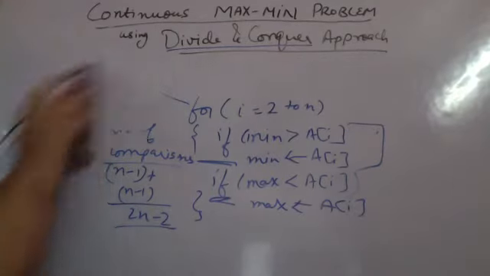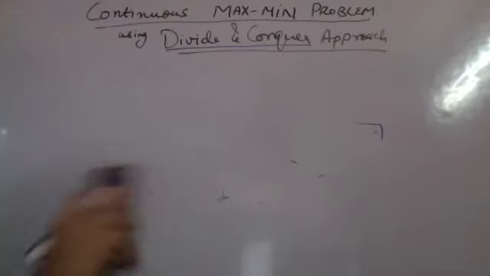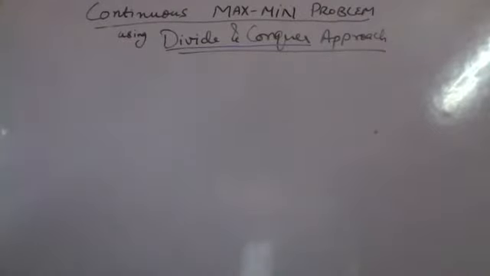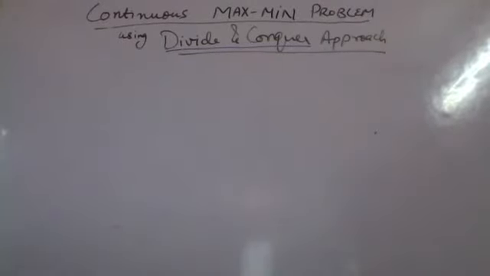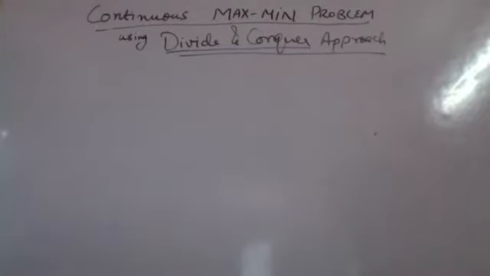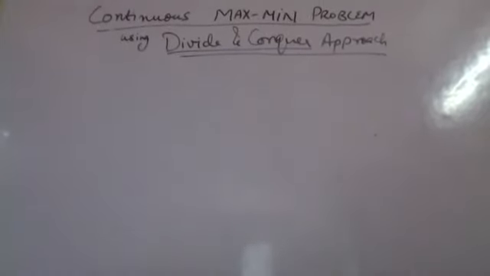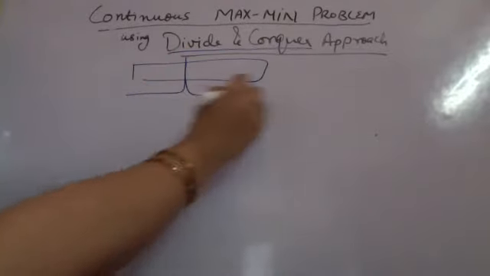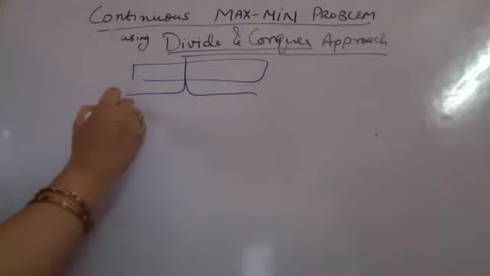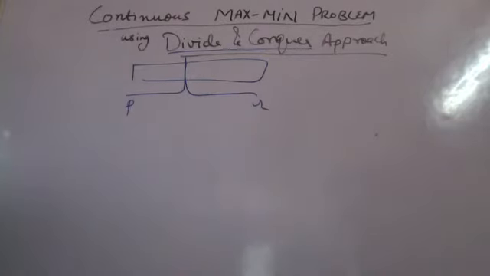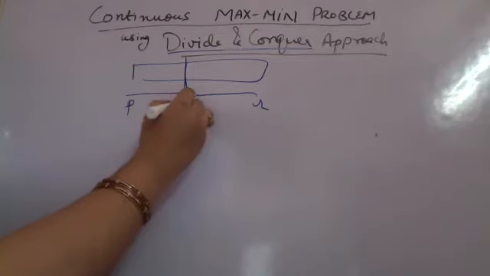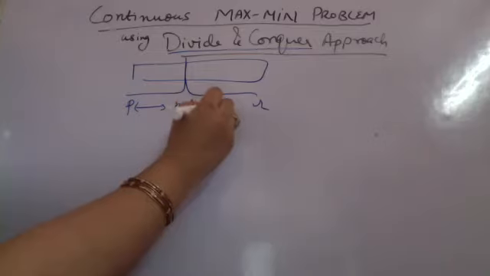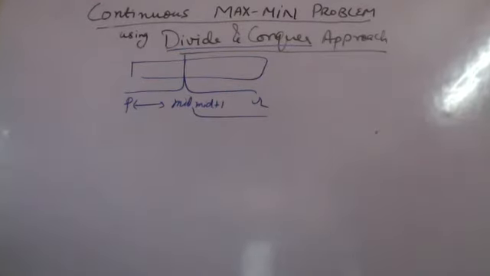If I am trying to do this simultaneously, let's see another divide and conquer approach that can be used to find the minimum and maximum simultaneously. Again, I have to break the problem into two halves. Supposedly the list starts from P and ends at R. I want to find a mid, so that the first list is P to mid and the second half is mid plus 1 till R.